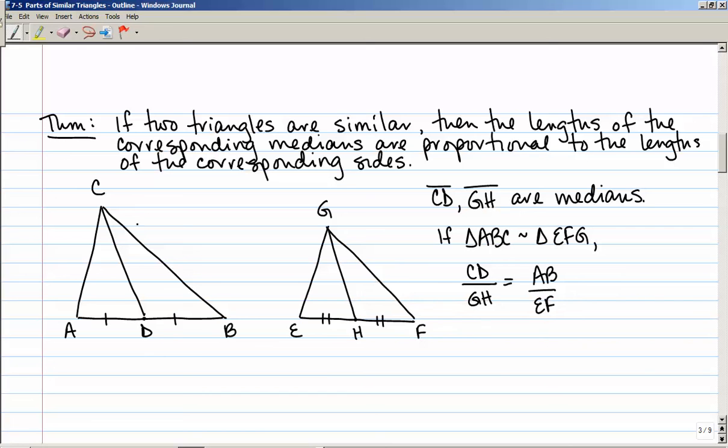So if triangle ABC is similar to triangle EFG, then median over median equals side over side. So CD over GH equals AB over EF, or CD over AB equals GH over EF. And I only chose AB and EF because those were convenient. I could choose any other corresponding sides. So median over side equals median over side.